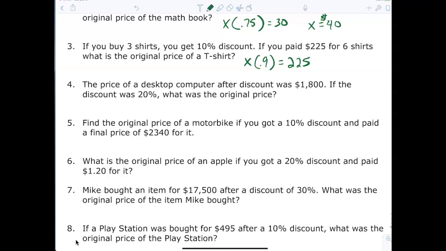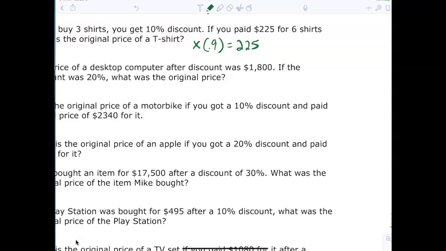All right? So you're good with this so far, Mr. Greek? So now, what was the original cost of the 6 shirts? What would it be? You know how to solve that? Yeah, you do. I'm listening. 225 divided by 0.9. Yes. And tell me what that is. $250. Does everybody agree with that? It was $250. But that was for how many shirts?